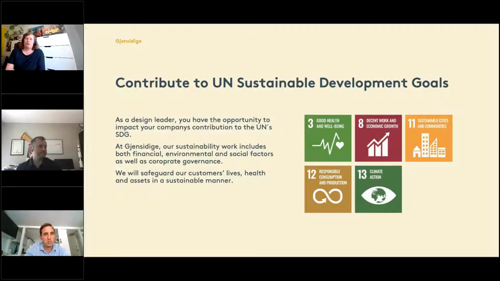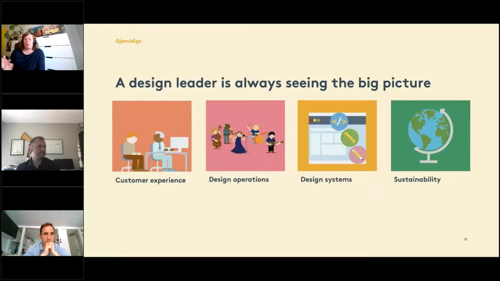At Gjensidige, our sustainability work includes financial, environmental, and social factors, as well as corporate governance. It makes it possible for us to safeguard our customers' lives, health, and assets in a sustainable manner. So it's important for the world outside the office, for our customers, and of course for us. So going back to the big picture: design leadership is about customer experience, design operations, design systems, and sustainability.